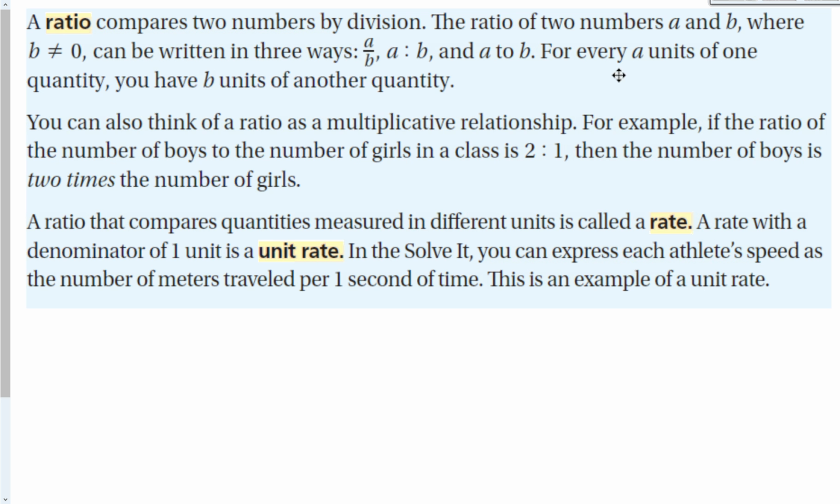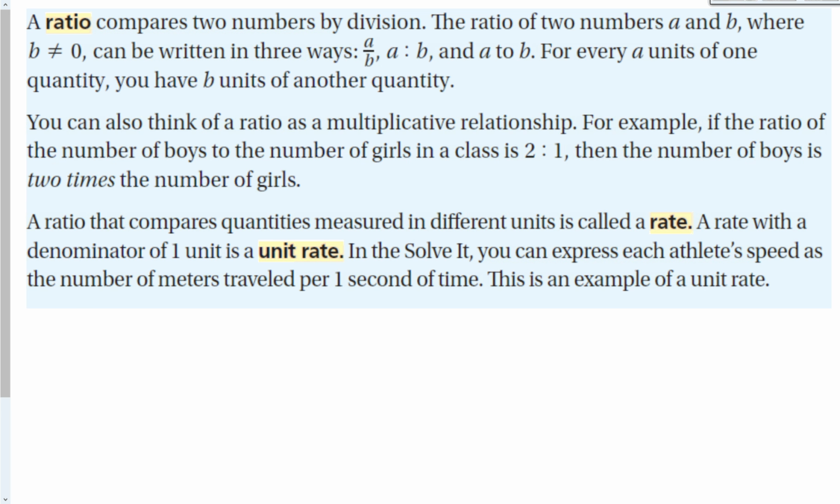And we can also think about a ratio as a multiplicative relationship. For example, if the ratio of the number of boys to the number of girls in the class is 2 to 1, and usually when we have the symbol right here, we usually say 2 to 1, just like we would up there. Then the number of boys is 2 times the number of girls, because we have 2 boys for every 1 girl. That's what that means. So the ratio is 2 to 1.